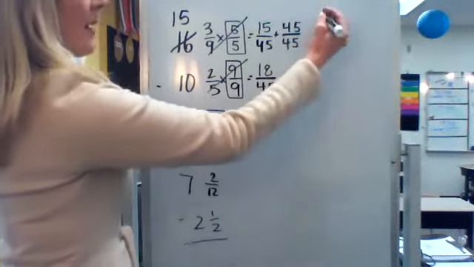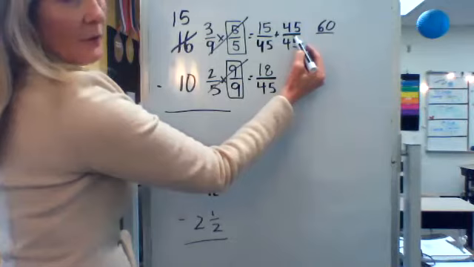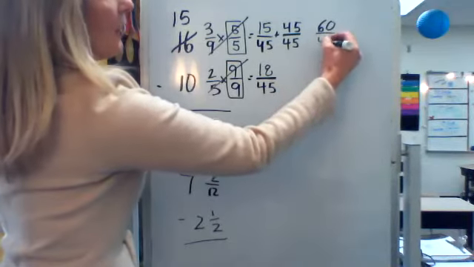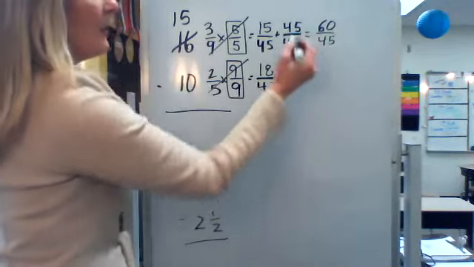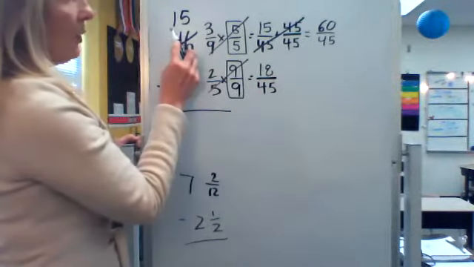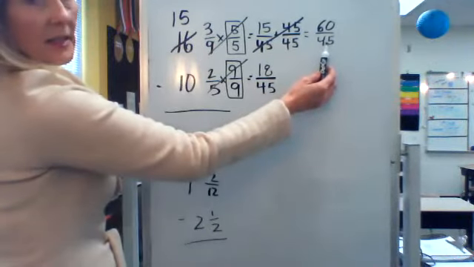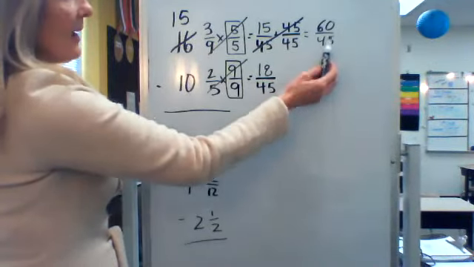Now I have how many? I have 60 45ths. I added 15 45ths and 45 45ths. That's a mouthful, but I did end up with 60 45ths on the top. So my total number right here, if I read the whole thing, is 15 and 60 45ths.